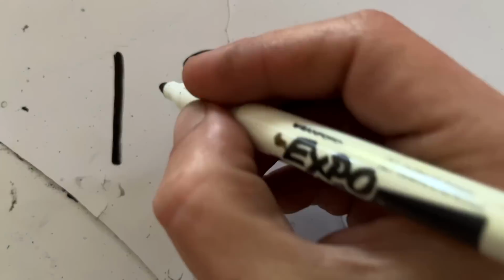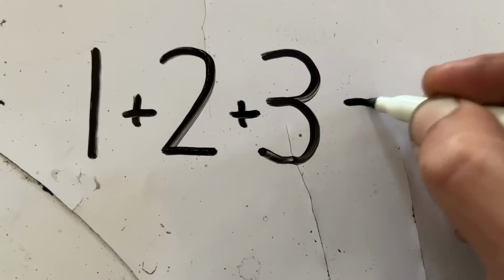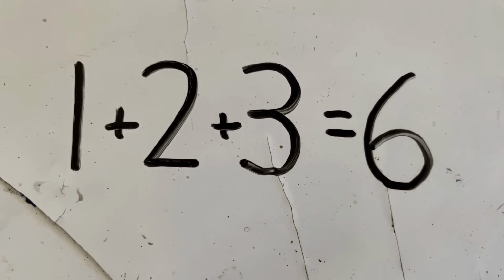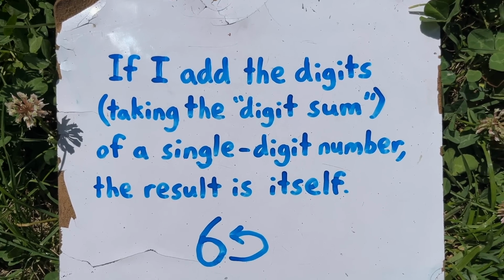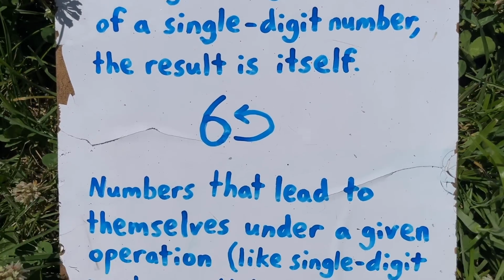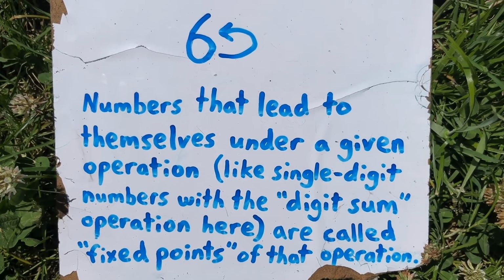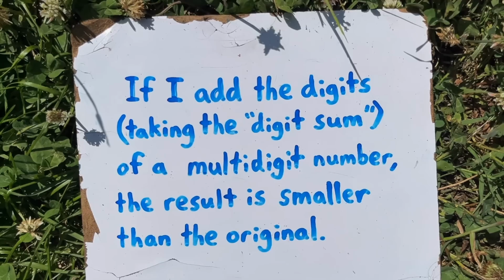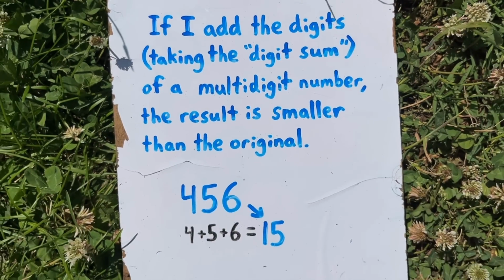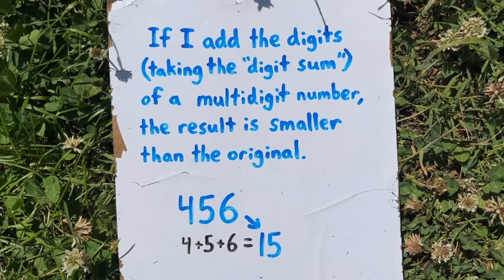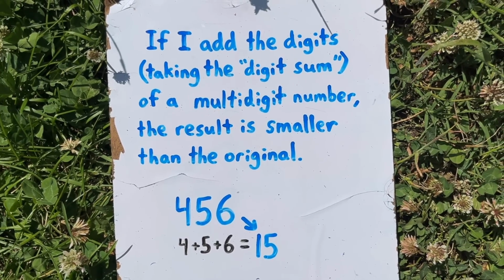Now to build up to multiplication, let me show you what happens when we add the digits of a number repeatedly. Let's say we add up the digits of a number, taking what's called its digit sum. If we do this to a single digit number, the result will be the same as itself, so the single digit numbers are known as fixed points under this operation, whereas if we take the digit sum of a multi-digit number, it'll shrink, meaning the result will be smaller than the original.